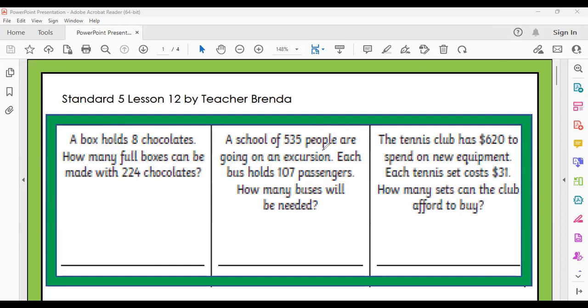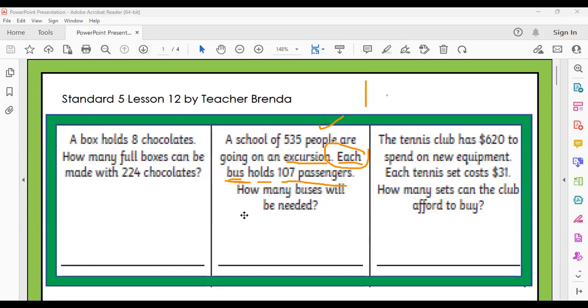There are 535 people. Imagine people. You know who are people, right? Going on an excursion. Excursion means trip. Each bus, of course, they're going to go probably in a bus or van or car, whatever. But this is a huge group, so they are taking a bus. Each bus. Now that word each in maths is one. Remember that. So literally one bus holds 107. There's only a certain number of people who can be seated in a car or a bus.